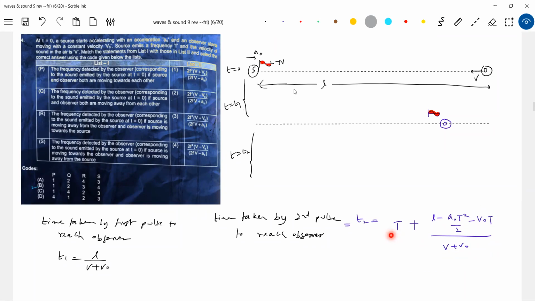Now what is this L minus a naught T squared by 2? What is the separation? This is L. In that, to generate the second pulse, the source has to cover some distance, a T squared by 2. In that interval of time, the observer also will move some distance, V naught T. Now what will happen? It will cover the remaining distance with a relative speed. How much will that be? V plus V naught.